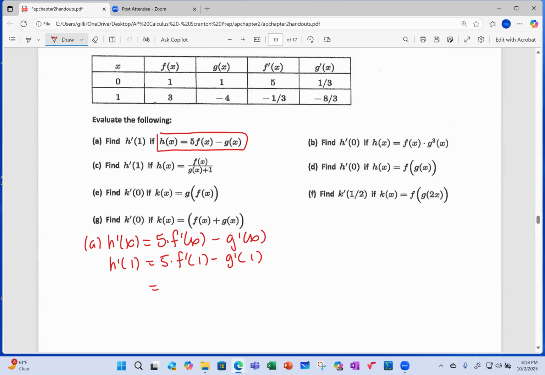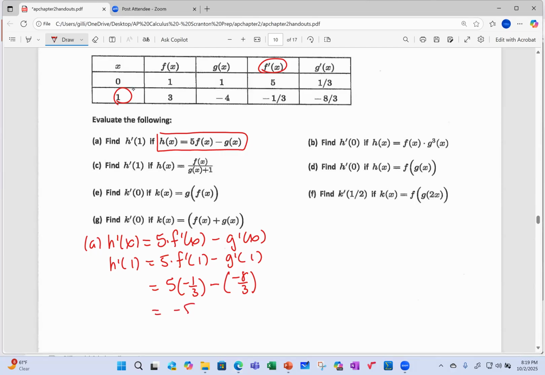And f prime at 1 from the table is negative 1/3. And g prime at 1 from the table is negative 8/3. Sometimes I interchange those rows. So I'm just going to continue down here. This would be negative 5/3 plus 8/3, which equals 3/3, which is 1.